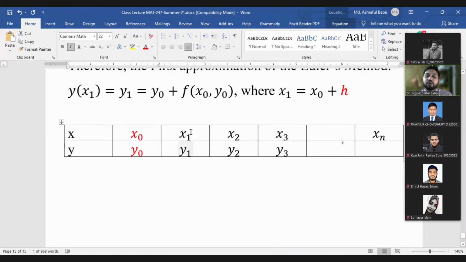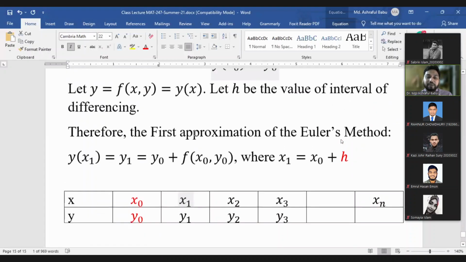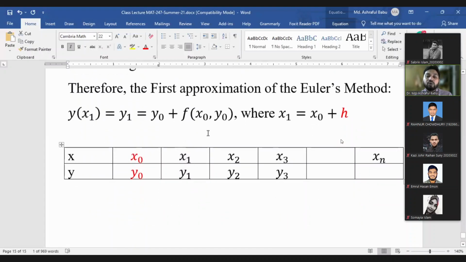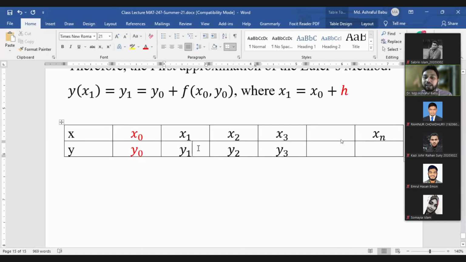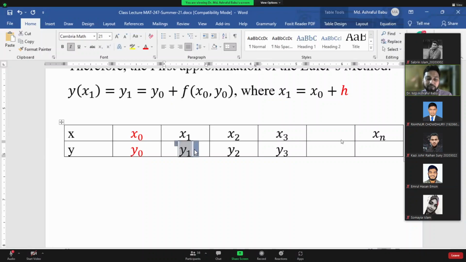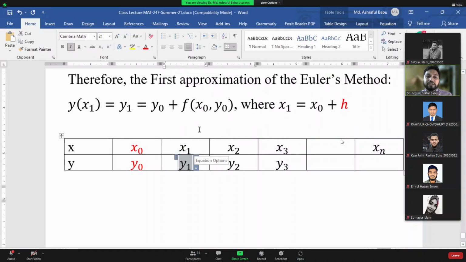In Euler's method, we have to find not only y equal to something, but y1 equal to something, or y2 equal to something, or y3 equal to something. If we find y1 equal to something, that will be called our first approximation.